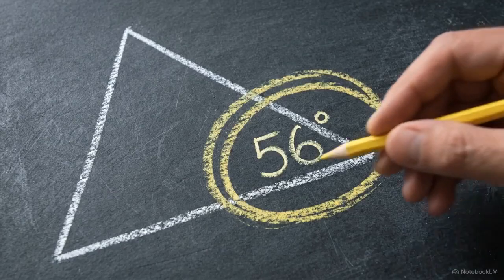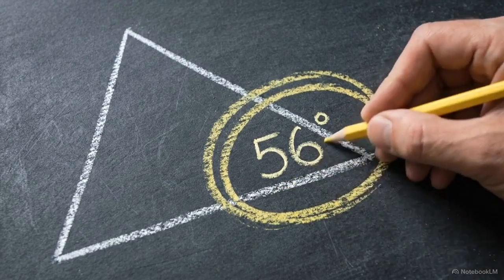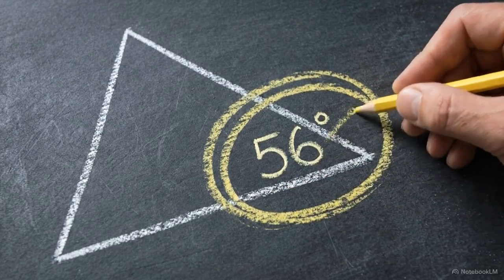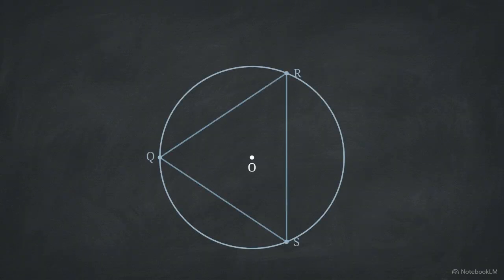Identifying that isosceles relationship gives us the internal angle at point R. We will use this 56-degree measurement to solve for our target angle. Now let us look at the entire circle again. Look closely at line segment QP. Because it passes directly through the center point O, we know that QP is a diameter. This reveals a helpful rule. A circle theorem states that any angle formed at the circumference by a diameter is always a right angle. Therefore, the entire angle QRP is 90 degrees.